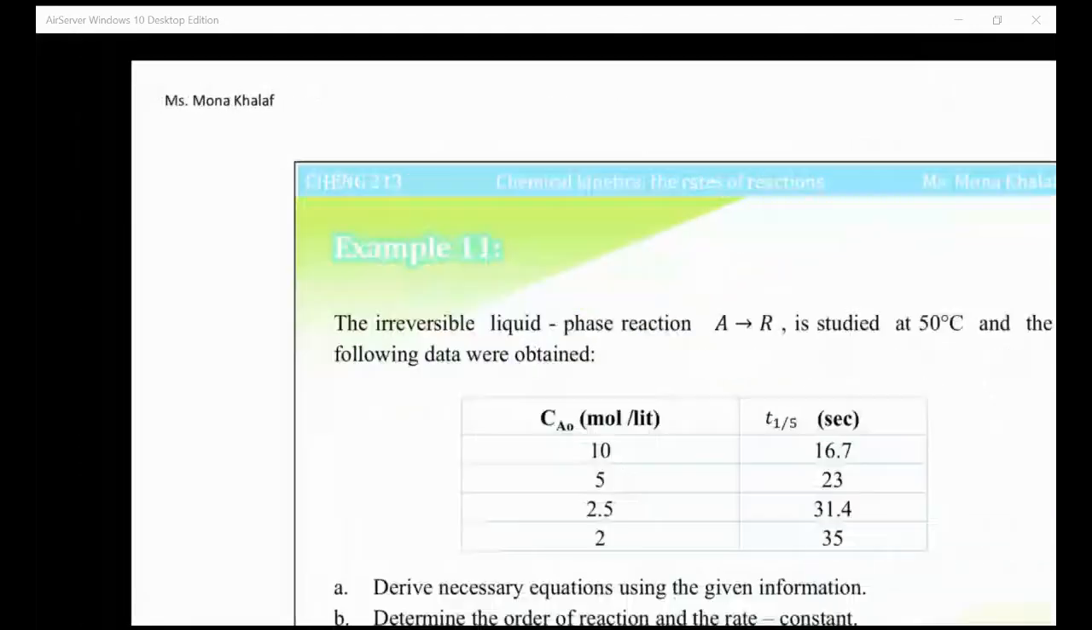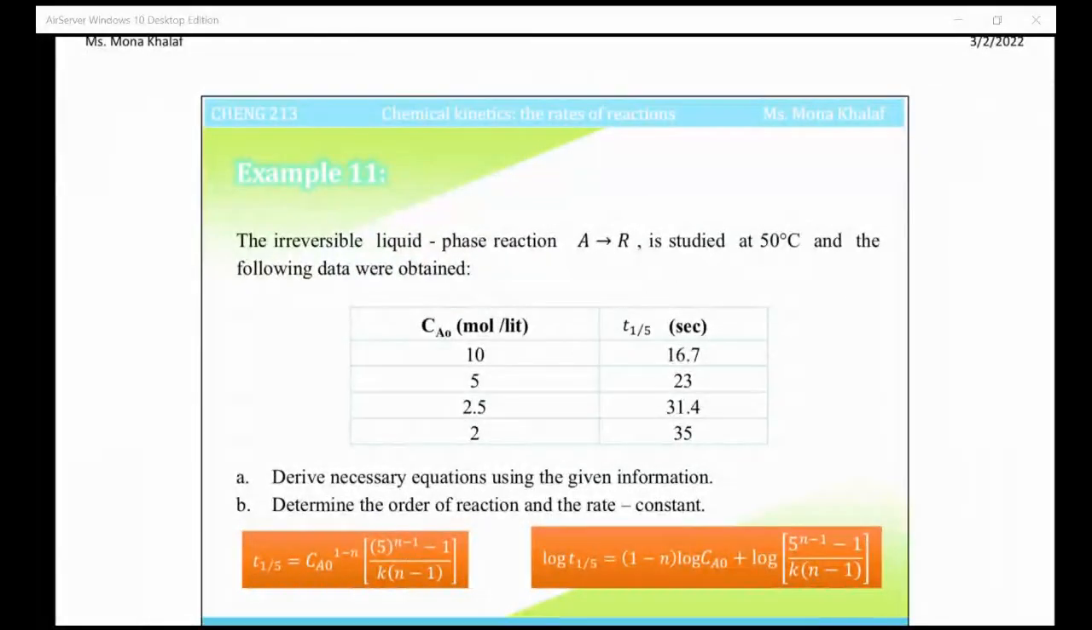We have another question, which is this question. You could see that this question is for liquid phase, right? And liquid phase means it is constant volume. We also have one reactant only, A to R. The temperature here is 50. We will assume it is constant.